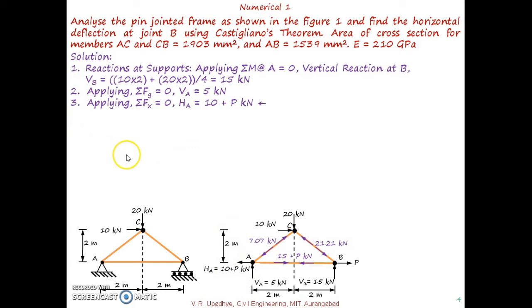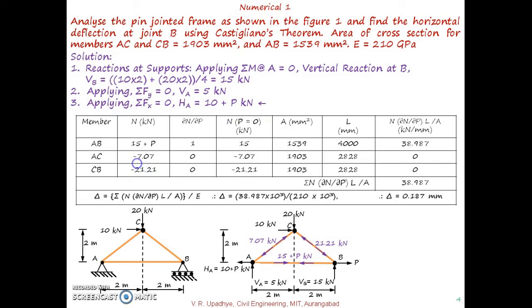So now further we go for the internal member force calculation. If we consider the method of joints at joint A and then at joint B, we will be in position to find the internal member forces due to the applied external forces as well as the P force applied at the point where deflection is to be calculated.